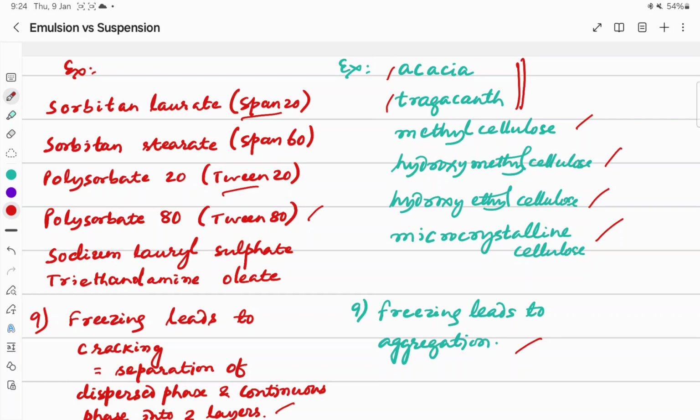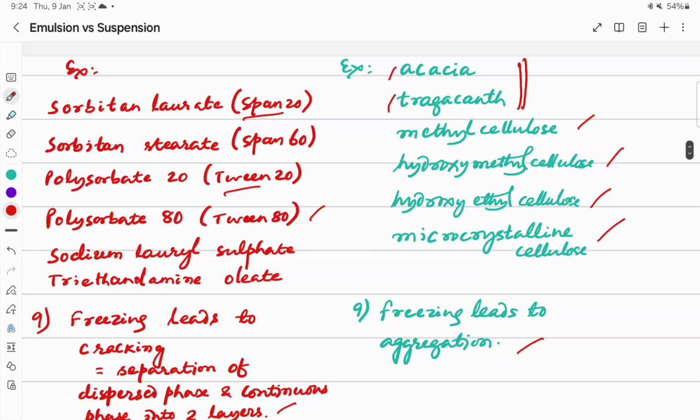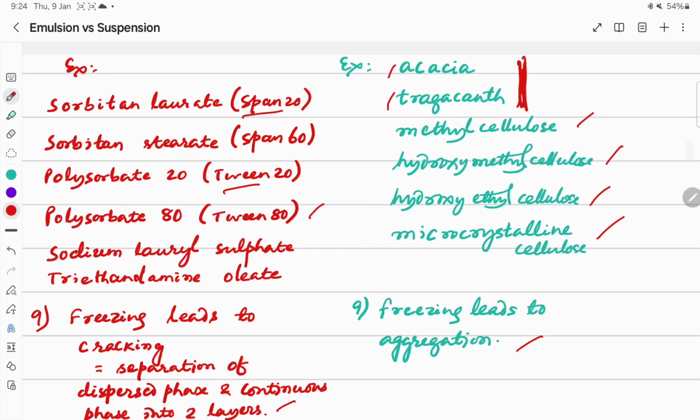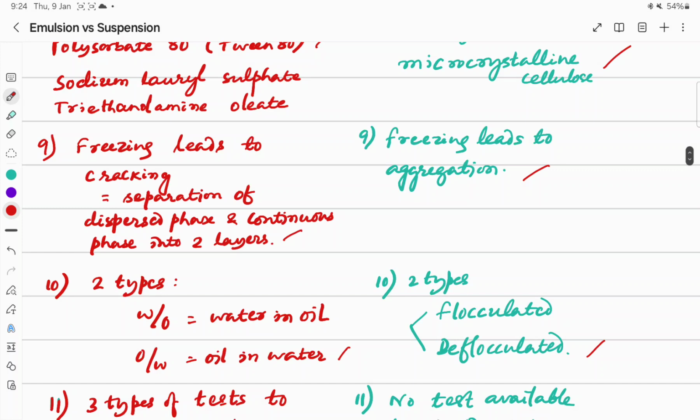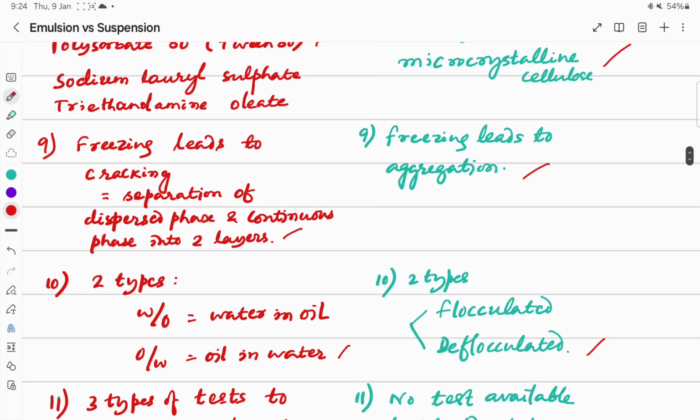Methyl cellulose, hydroxymethyl cellulose, hydroxyethyl cellulose, microcrystalline cellulose. These are some of the examples of suspending agents. Gum acacia and gum tragacanth can act as both suspending agent as well as emulsifying agent. Both emulsion and suspension should not be stored by freezing, because freezing leads to cracking, that is separation of the dispersed phase and continuous phase into two layers in case of emulsion, and freezing leads to aggregation in case of suspension.